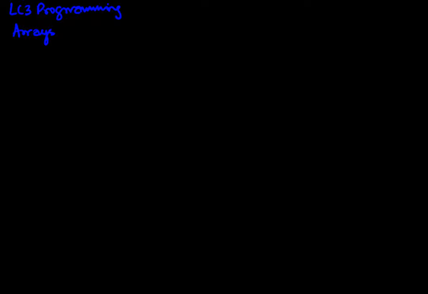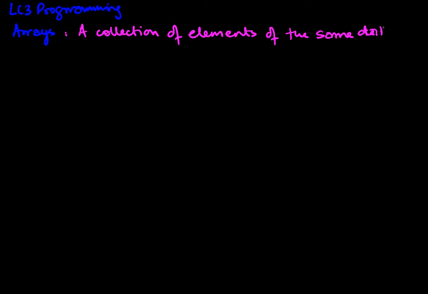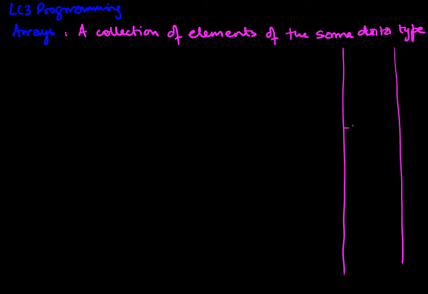So for us, the definition of an array is a collection of elements of the same data type. Which means when we look at an array in memory, we will see that it's not one item, one integer or one character, but it's a collection.